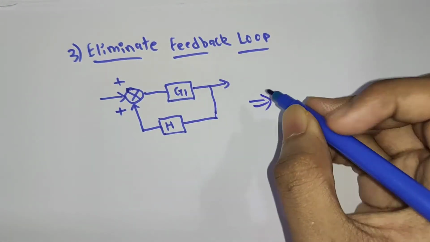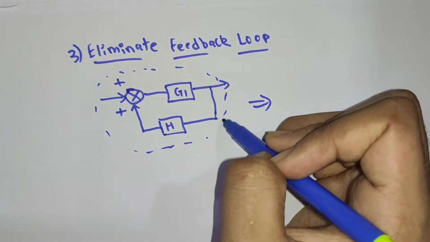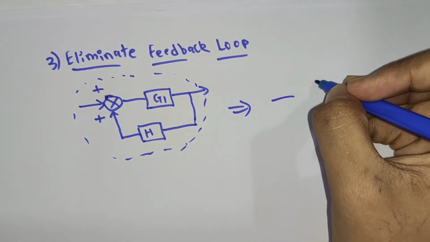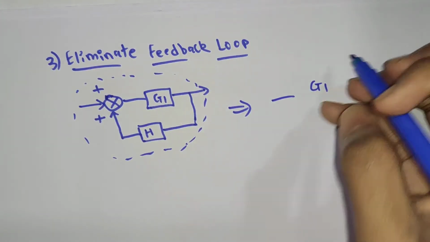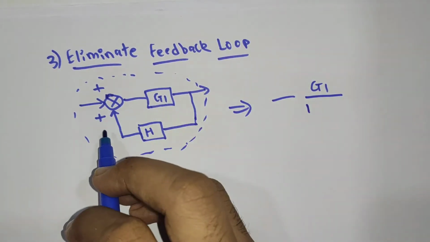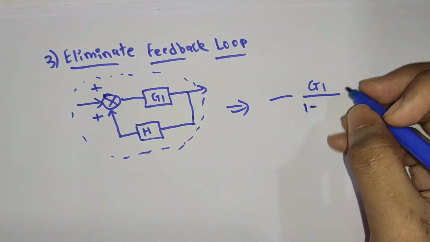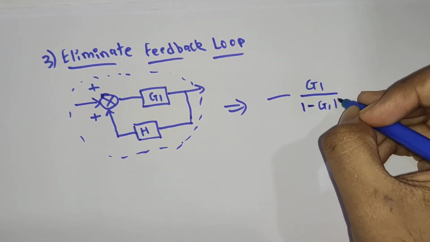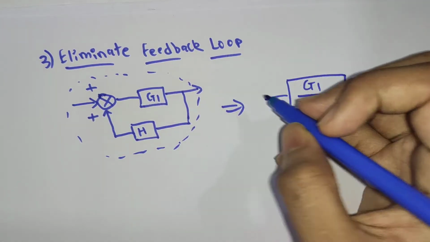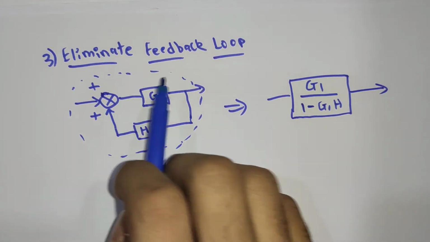Then you can reduce this whole thing. This whole thing can be written as G1, the gain of block 1, over, since the sign is positive, 1 minus G1 H in the denominator. This whole block has been reduced to one single block. So this is eliminating the feedback loop.